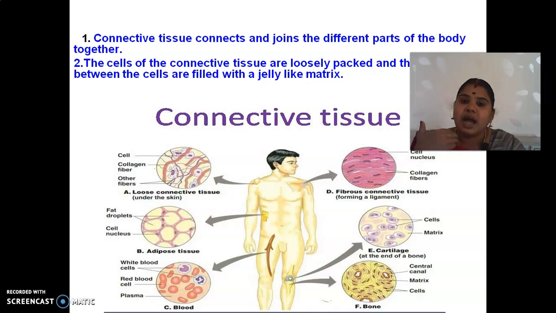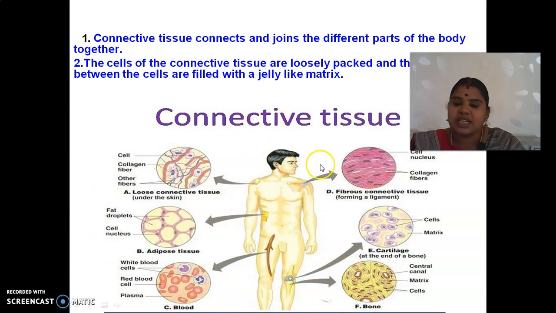Okay, which is present beneath our skin as well as adipose tissues. Next, blood. These connective tissues are also present in our blood cells. The next one is the fibrous connective tissue. It is present in our ligaments, as I told you, tendons and ligaments. The next one is the cartilage. Cartilage is present at the end of a bone. Every edge of a bone will have cartilage. And the final one is the bone.